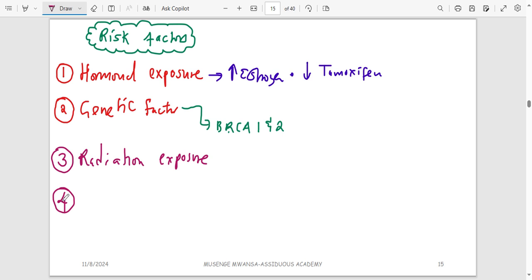Number four, anyone else? Even gender, right? So greater in females than in males. Okay. Obviously, because of the estrogen being higher in the females than in males. Number five, anyone else? Any other risk factor?